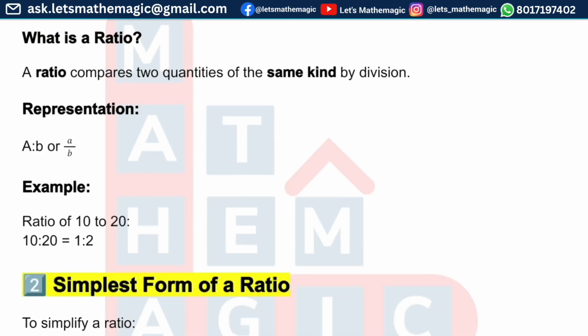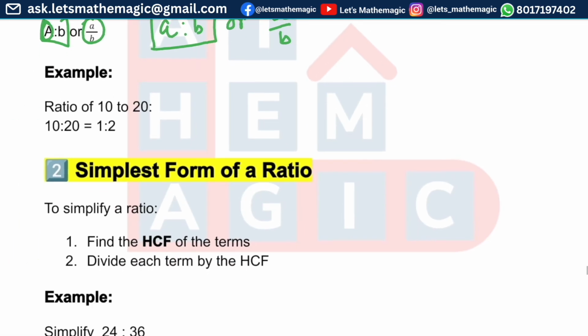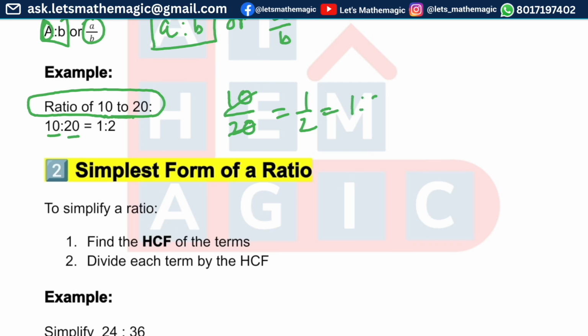Now how do we present them? The presentation is either a is to b or a by b. But always remember, if they ask you to find the ratio, always write it as a is to b. Now, an example: find the ratio of 10 to 20. So it's 10 is to 20. The step will be 10 by 20. After cancellation we get 1 by 2, and the final answer we write as 1 is to 2, because we have to find the ratio.